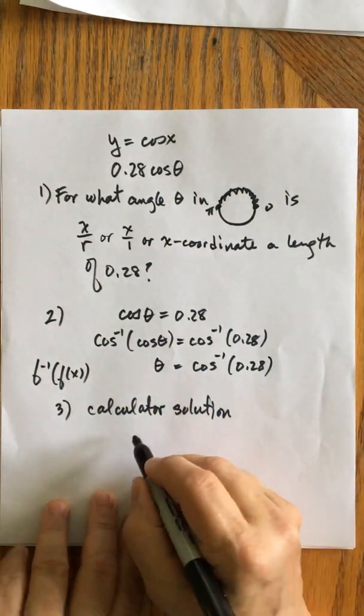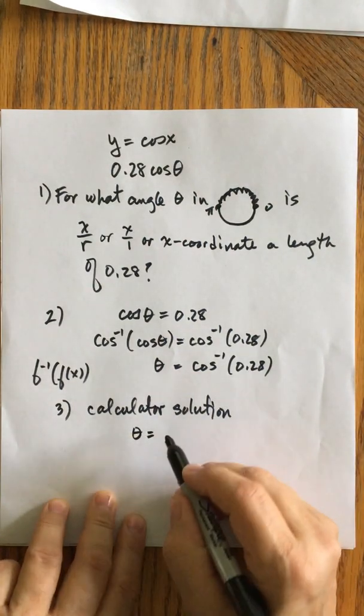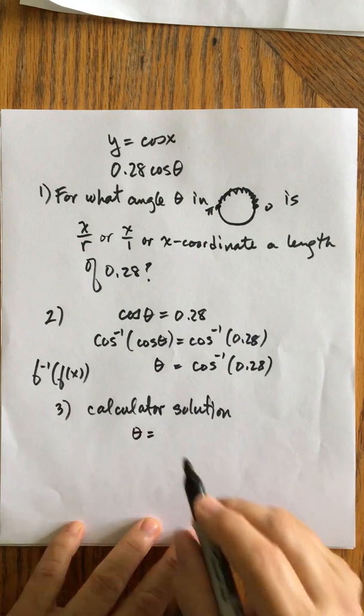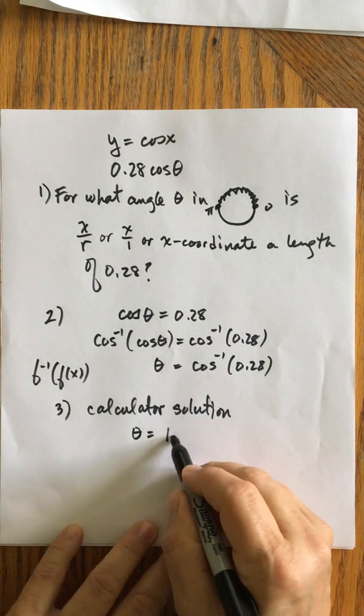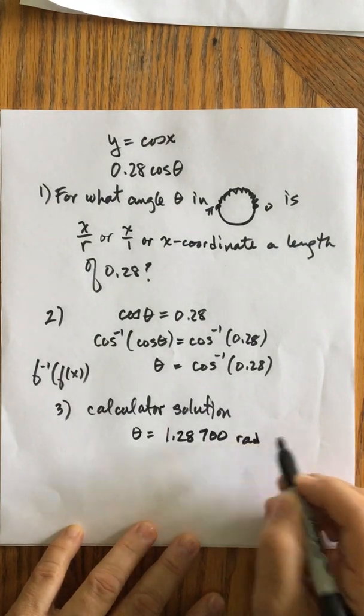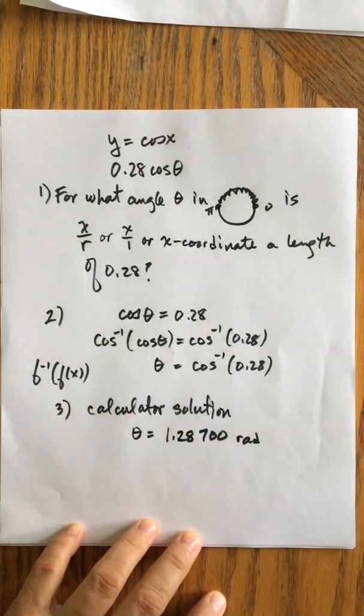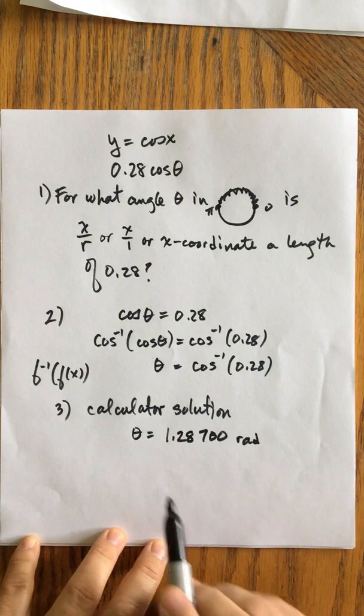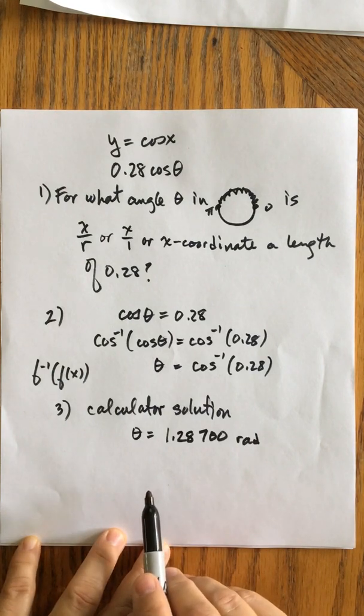Now, it's good to go out 4 or 5 decimals if you need that kind of precision. Okay, and I'm going to just write radians, but it's understood. I don't have to write it. If I don't, it's understood radians. All right, so now I've found the calculator solution.